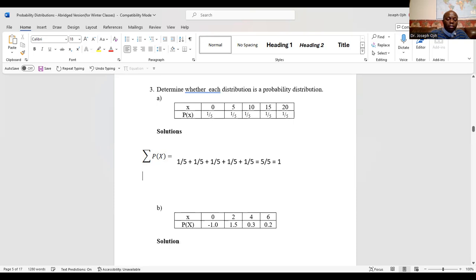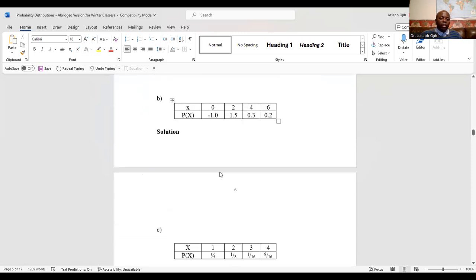So the answer is yes, because the sum of the probabilities equals 1. Yes, because the sum of the probabilities equals 1. Okay. Any question on this one? Any query? No question. Good. Now let's try the second one then.